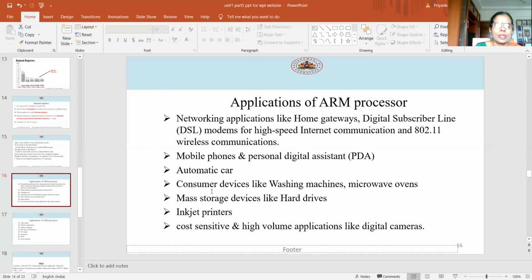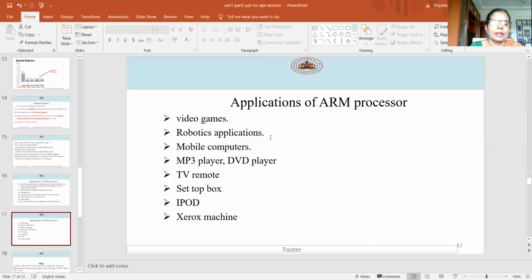Automatic cars, consumer devices like washing machines and microwave ovens use them, and mass storage devices like hard drives, inkjet printers, and cost sensitive and high volume applications like digital cameras. These are very important applications of the ARM processor. Along with these, I have given some more general applications: video games, robotic applications, mobile computers, MP3 player, DVD player, TV remote, set-top box, iPod, Xerox machine. In all these, we can use the ARM processor.